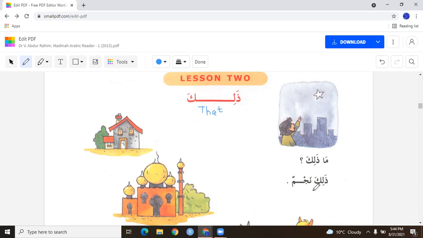Very good. Remember how we said in the previous lesson that there is no word for is? The is invisible. So we have to put an is here. When we translate, we have to say that is a star. And where do we get the word a from? There's no word for a, right? Where do we get that it's a star? From the tanween. So this tanween tells us that it's a star. So then we translate this sentence to ذَلِكَ نَجْمٌ: that is a star. Okay?